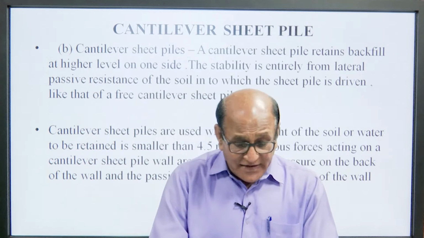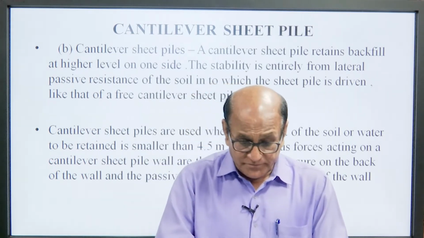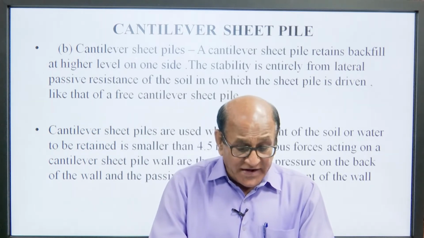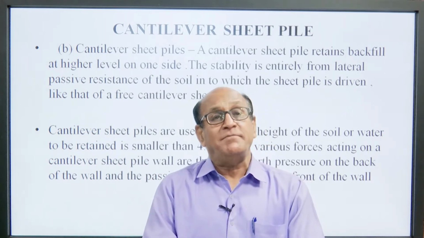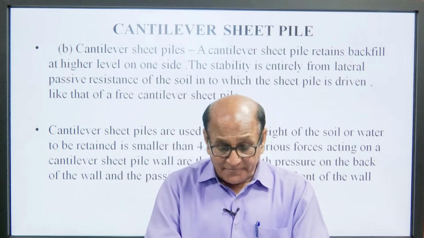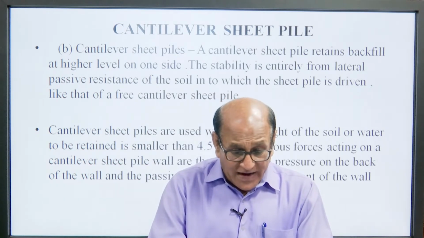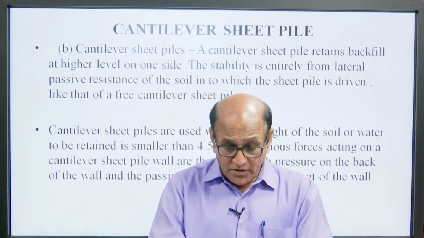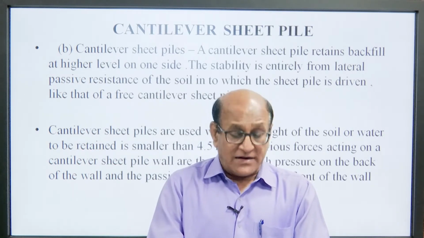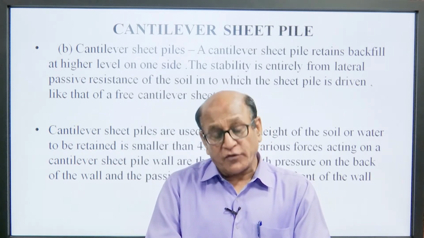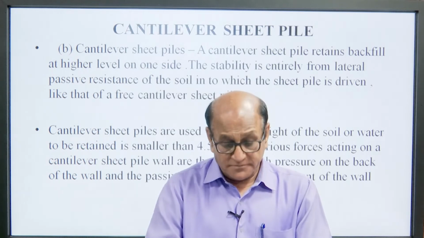Cantilever sheet piles are used where the height of soil or water to be retained is smaller than 4.5 meters. The various forces acting on a cantilever sheet pile wall are the active earth pressure on the back of the wall and the passive earth pressure on the front of the wall.